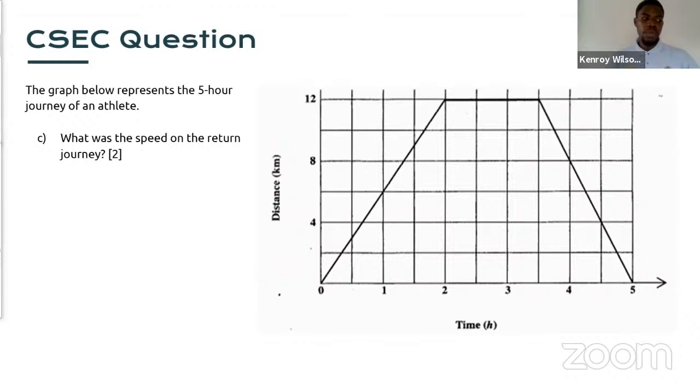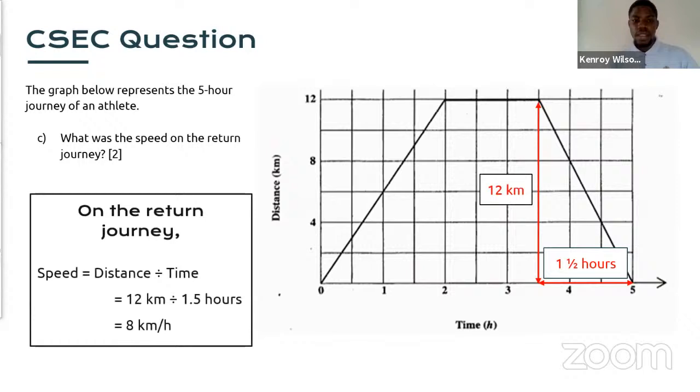Awesome. And you would realize, students, that on the return leg of the journey, we have a speed calculated by showing a distance of 12 kilometers. Once you divide that by a time of 1.5 hours, we realize that we get a speed of 8 kilometers per hour. What answer did you get? Yes, you. What answer did you get? Did you get that correct answer?